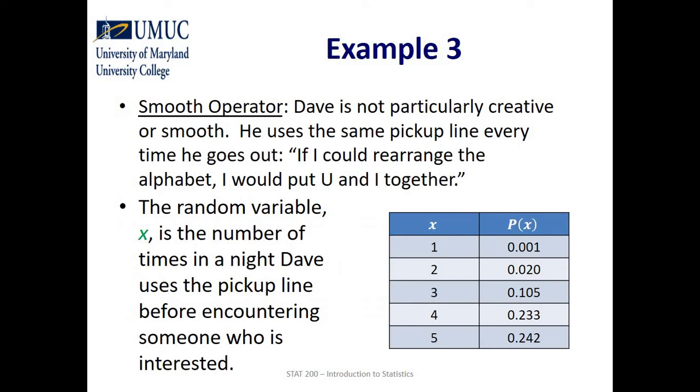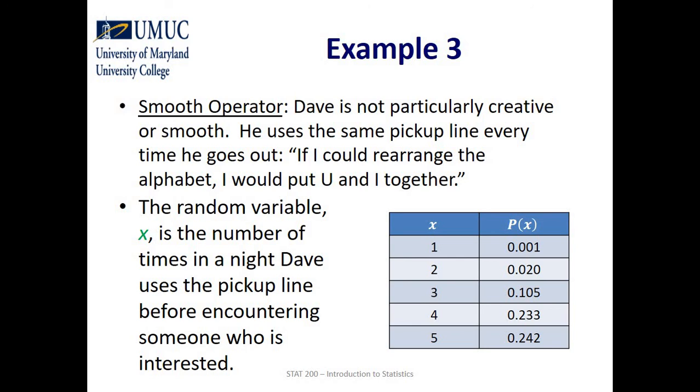Okay, let's look at another example. So Dave is not particularly creative, nor is he particularly smooth. He uses the same pickup line every time he goes out. His pickup line is, if I could rearrange the alphabet, I would put you and I together. All right. The random variable x is the number of times in a night Dave uses the pickup line before encountering someone who is interested, or probably better yet, someone who doesn't throw a drink in his face, slap him, roll their eyes, or just walk away.